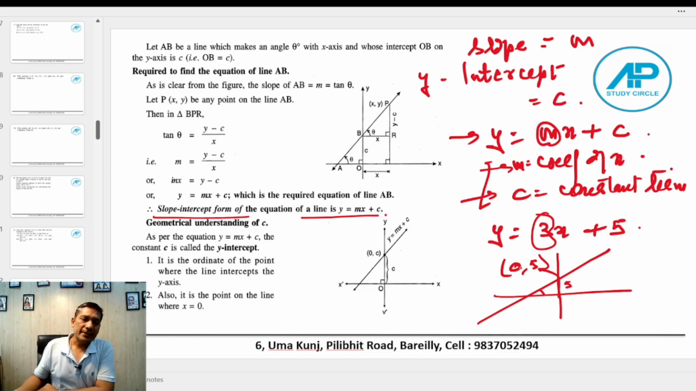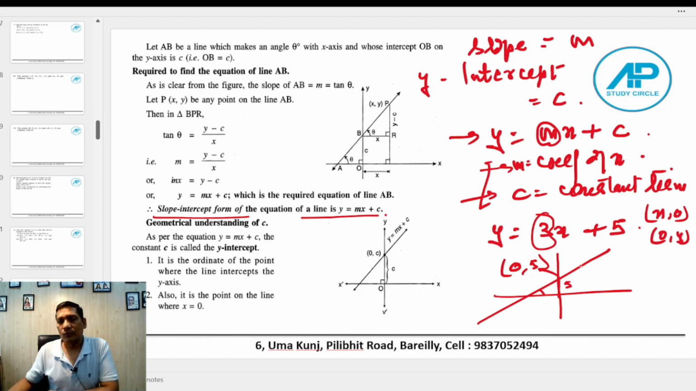So this line is y equal to 3x plus 5. I can find the point at which the line passes through the x-axis by putting (x, 0). I can find the point at which the line passes through the y-axis by putting (0, y). That would give me (0, 5). And to find the point on the x-axis, I put y equal to 0. That would give me minus 5 by 3. This point is (minus 5 by 3, 0).